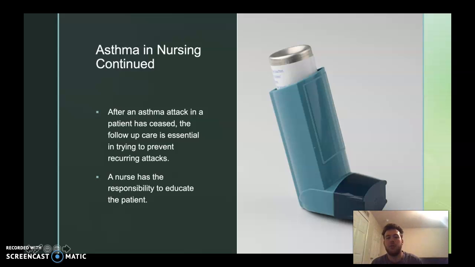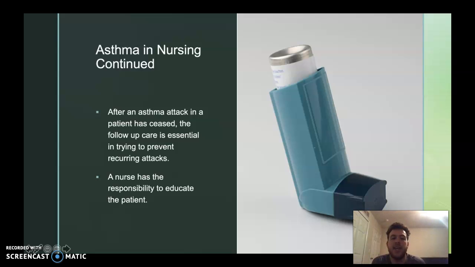A nurse has a huge responsibility to educate the patient on the things that they can be doing to manage their asthma. First, the nurse can show a patient how to use their rescue inhaler, make sure they have the proper technique to administer the medication properly. They can also show them new breathing techniques if they don't know any, to help them stay calm during an asthma attack.